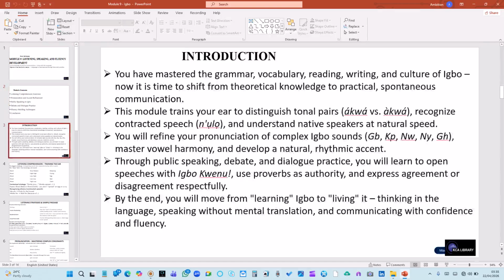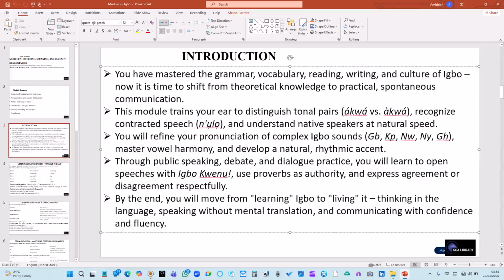By way of introduction, you have mastered the grammar, vocabulary, reading, writing, and culture of Igbo. Now it is time to shift from theoretical knowledge to practical, spontaneous communication. This module trains your ear to distinguish tonal pairs, such as akwa versus akwa, recognize contracted speech, and understand native speakers at natural speed. You will refine your pronunciation of complex Igbo sounds like gb, nwe, nye, and ge.